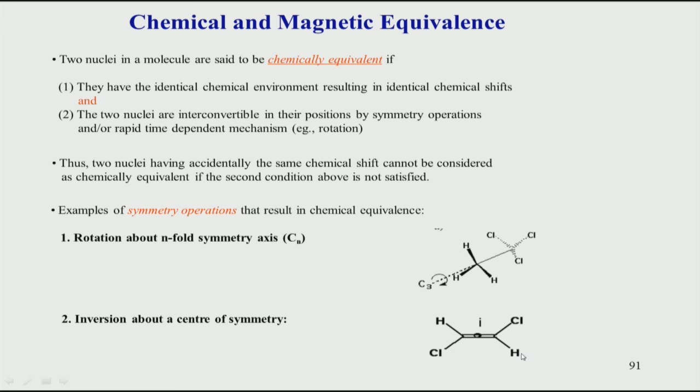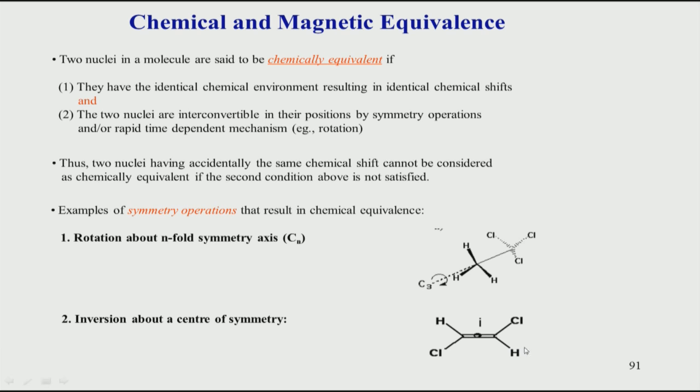But there is no difference in the structure of the molecule because of this conversion, and the molecule looks the same, and therefore these two hydrogens are interconvertible. At the same time, they have the same chemical environment. This hydrogen has a chlorine next to it and a chlorine on this side. Similarly, this hydrogen has one chlorine next to it and one on this side. So, you see the chemical environment around these two hydrogens is the same, and at the same time they can be interconverted, and therefore these two hydrogens will have the same chemical shift value and are considered chemically equivalent.